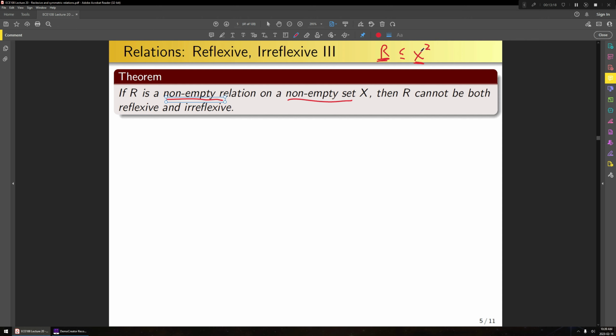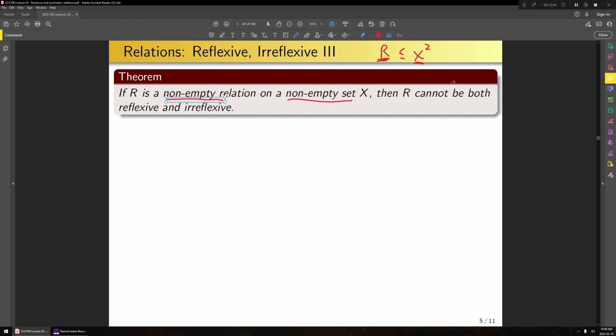AKA, in my little table from earlier, the only way that I can write true and true is if both R is the empty set and X is the empty set, okay? Otherwise, you're going to have to break one or the other. It really just breaks down to there's something in the set, so you have to compare it to something, and that makes it so that you can't be both at the same time.